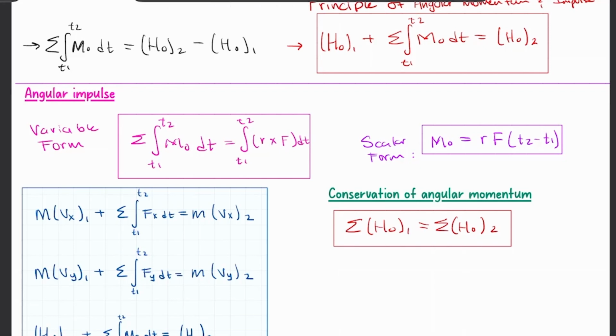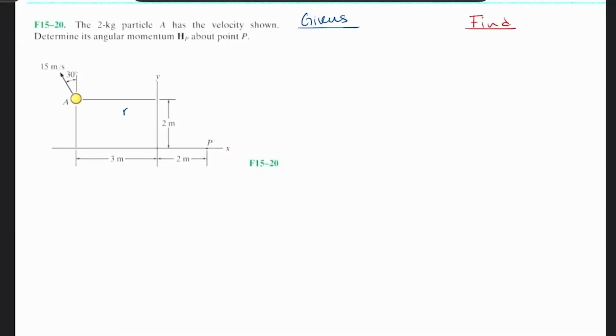All right, so let's do a problem so that we can see how this happens for our systems. In this video, all we're doing is they're asking us to figure out the angular momentum of a particle about point P. They are giving us the information right here. The mass of this particle is 2 kilograms, and it has a velocity magnitude of 15 meters per second.